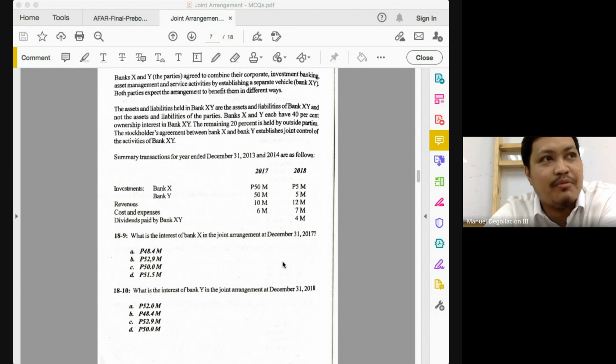So our answer here would be 50 million plus 1.6 million share in the profit in 2017 plus additional investment of 5 million plus share in the profit of 2 million minus the share in the dividends of 1.6 million. Your answer here should be 57 million.